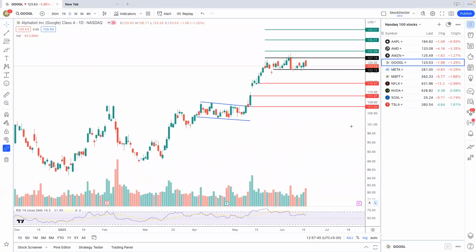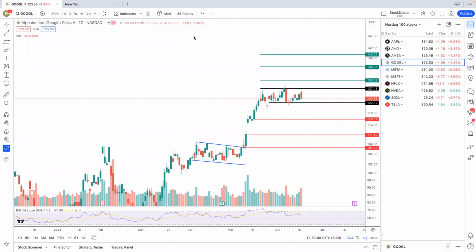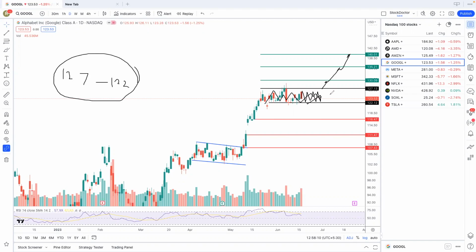Next stock is Google. Google is currently in a very important area of $5, that is 127 to 122. This is the range of Google. Google has been trading in this range for the last few days, you can see here. If it breaks above 127, then 130, 135, 140 are the upside targets. If it breaks below 122 and continuously stays below that, then 116, 111, 107 are the downside targets.